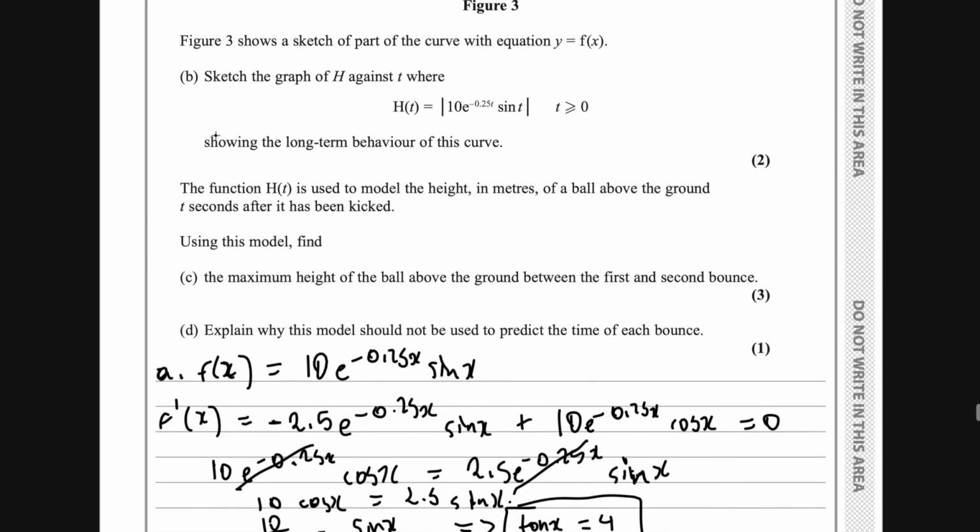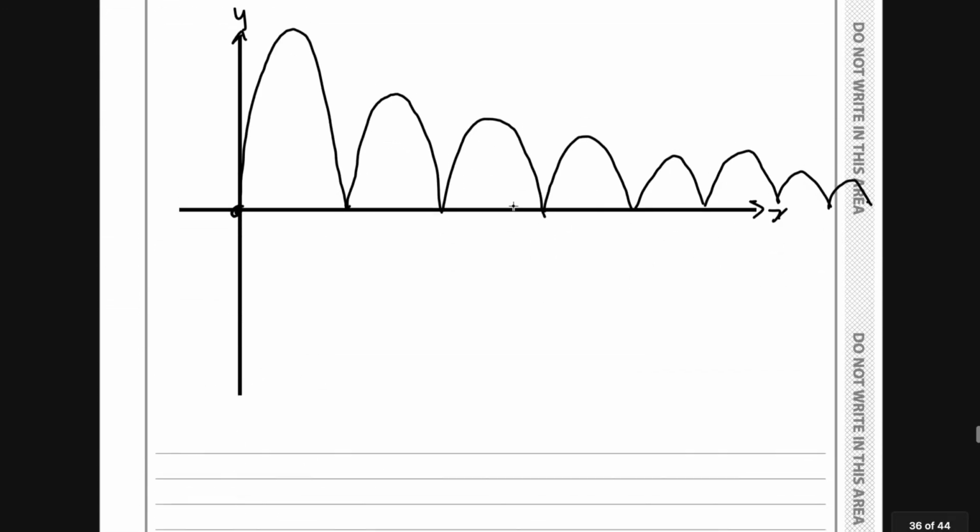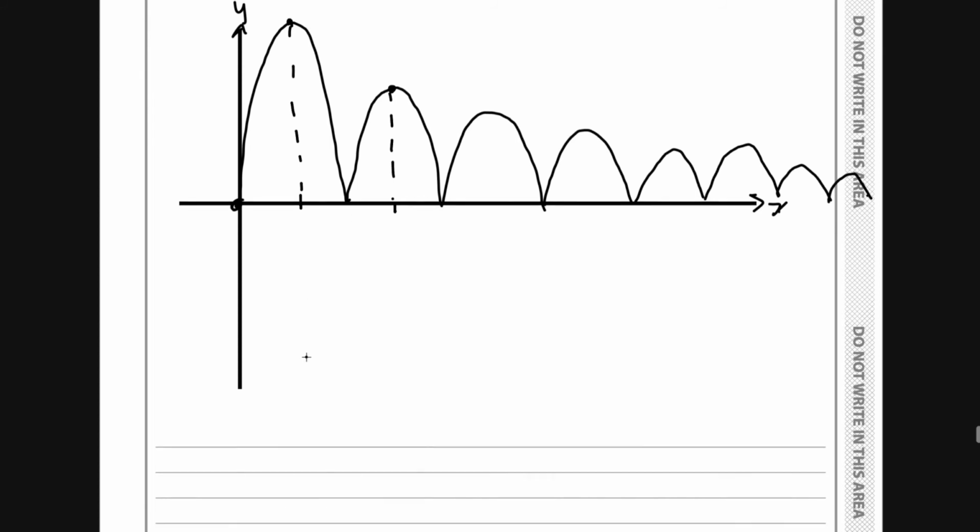And for part C, we're told that this function here, h(t), is used to model the height in meters of a ball above the ground t seconds after it's been kicked. Using this model, find the maximum height of the ball above the ground between the first and second bounce. So, in other words, this point here, okay? And we're going to have to find the turning point.